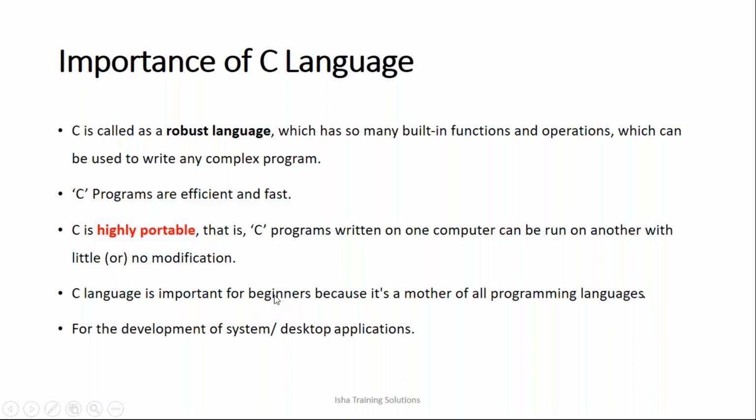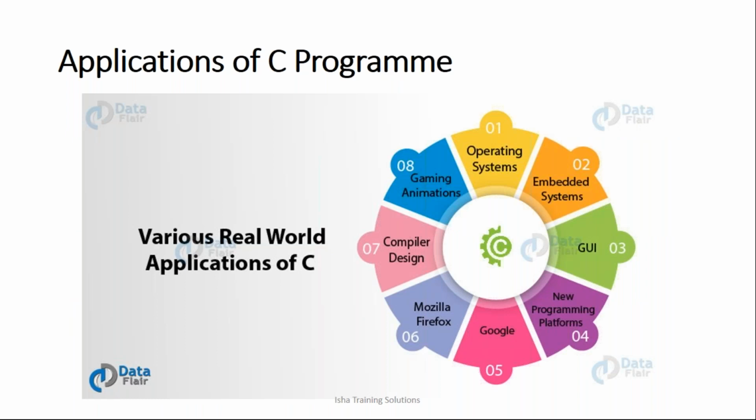C language is important for beginners because it is the mother of all programming languages. By understanding the C language, it makes our job easier to learn other programming languages. So the C programming language is for the development of system or desktop applications. These are the different applications of C where it is used in our day-to-day life. First is operating systems. In operating systems, C programs are used. Embedded systems. An example of an embedded system is a microwave oven or something like that.